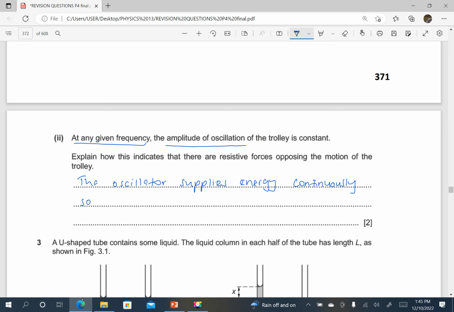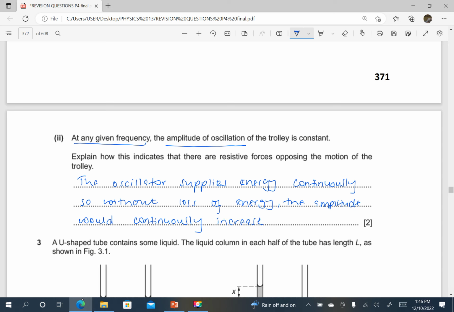So without loss of energy, the amplitude would continuously increase. If there was no loss in energy, without loss of energy, the amplitude would continuously increase.